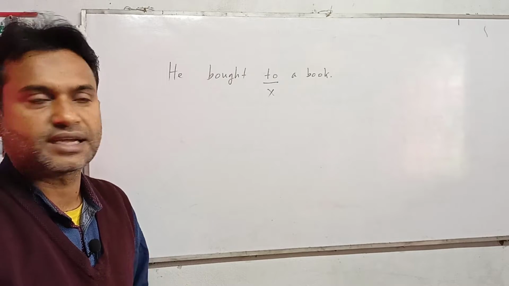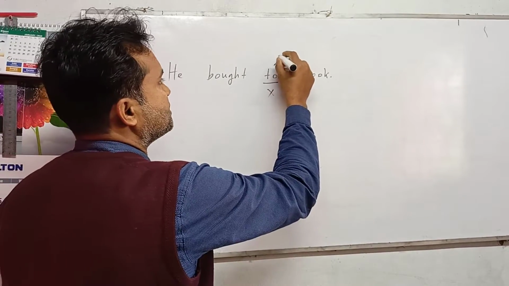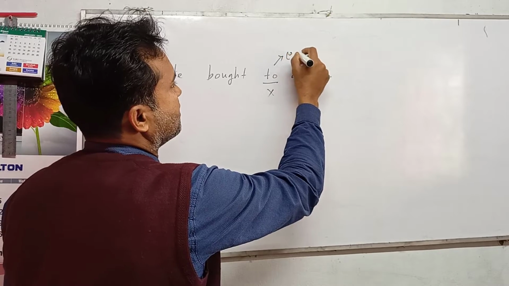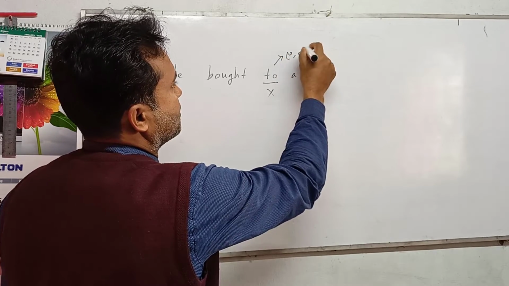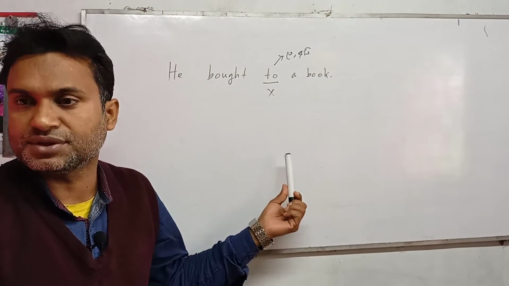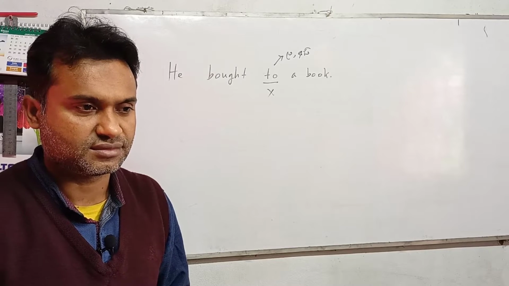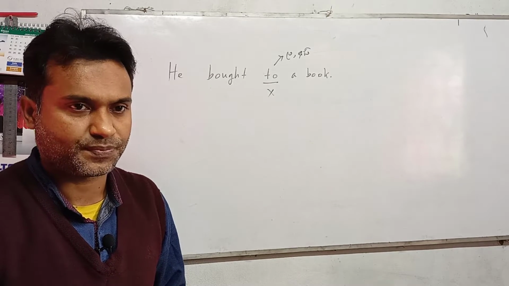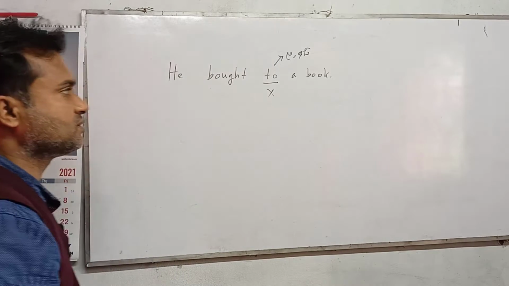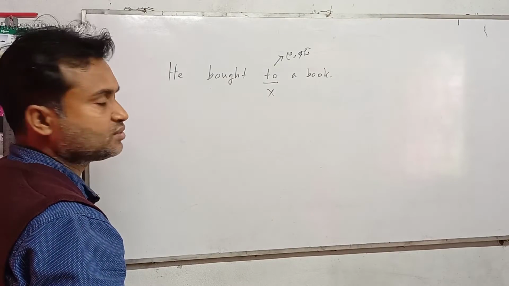Actually, here the meaning of "to" is the preposition, meaning "te" or "towards". So here there is no need for this type of preposition. But how can we understand? So we understand that there are two types of verb.